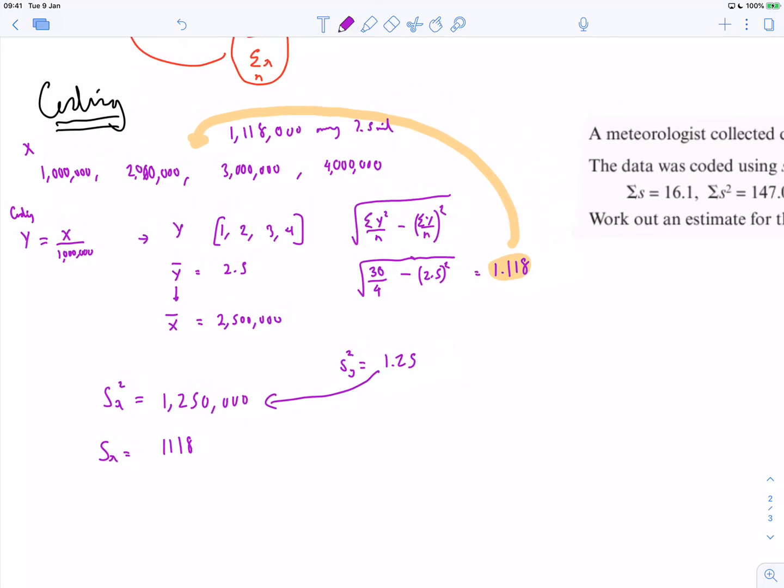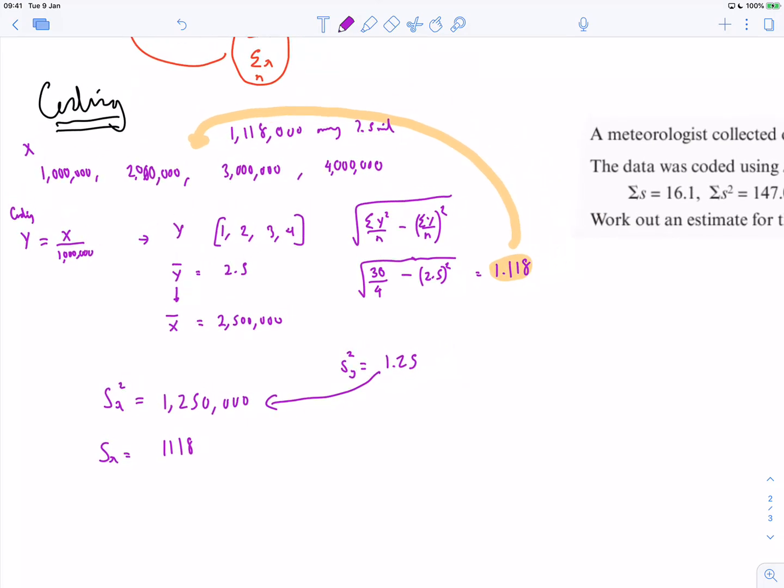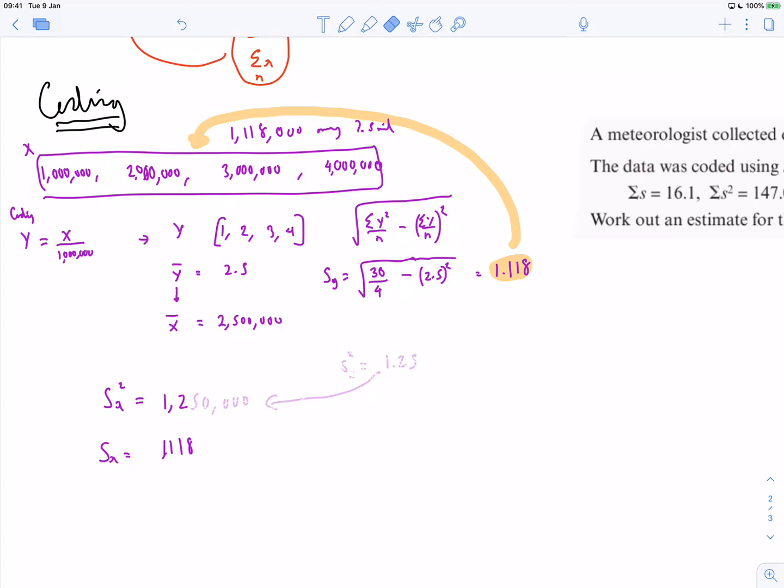Can you spot a difference here? Do you think that in this data set they are roughly 1118 things away from the mean, which is 2.5 million? Well, no, that's clearly not right. So whenever you're scaling up this data, you've always got to do the multiplicative scaling to the standard deviation of y, not to the variance. The other thing to note is the following. Let's suppose I was to have a shift.